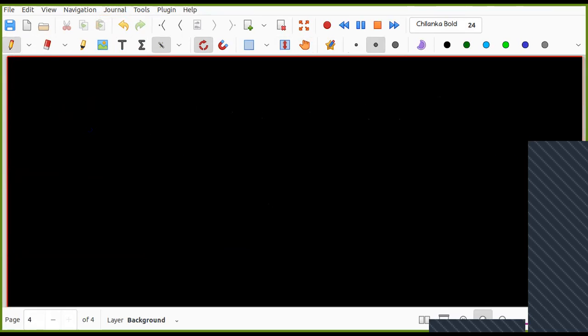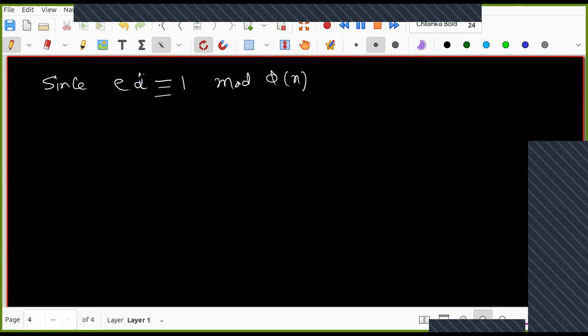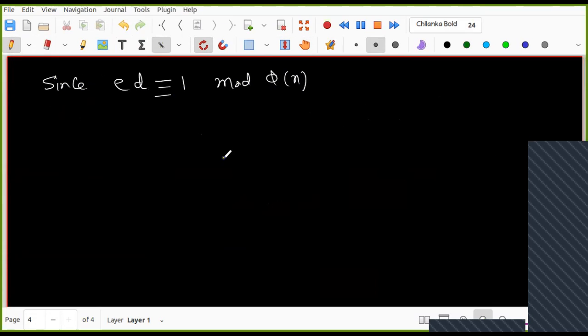So why is this working? Let us look at that aspect. Let us see the proof of why C power d now becomes M. Some of you already know, but I'm just telling you. Since ed is congruent to 1 modulo phi(n), there exists k in Z such that ed minus 1 is equal to k times phi(n), that is, phi(n) divides ed minus 1. This part is okay, no problems, right?